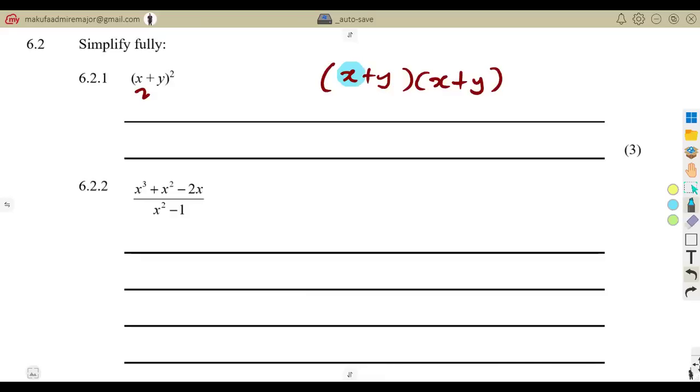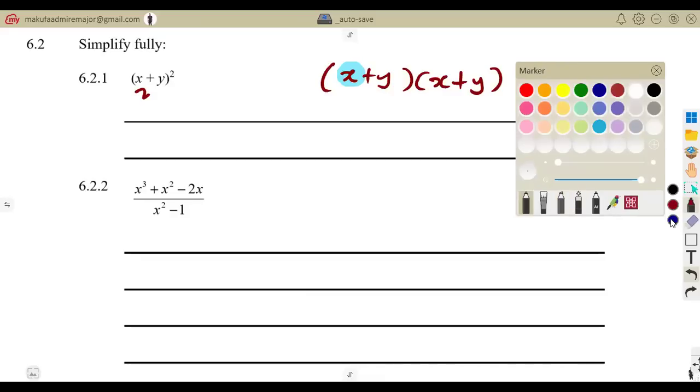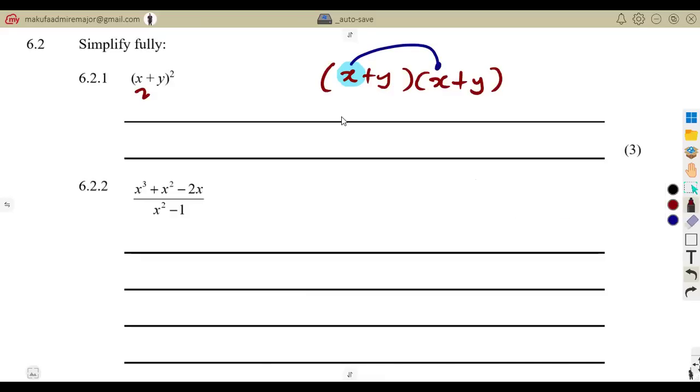Expand, starting with this x. X multiplies everything in the second bracket. X multiplies, then x multiplies the next one. X times y there is going to be plus xy. You're done with x. You move on to the next term in the first bracket.